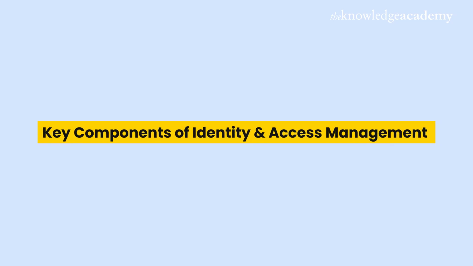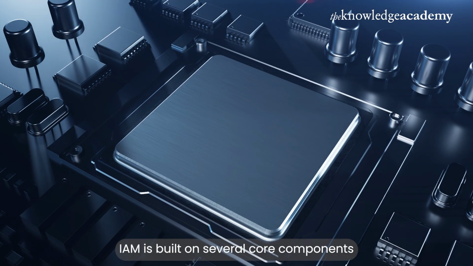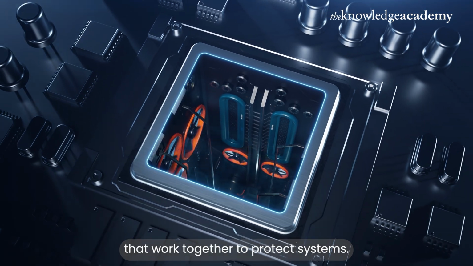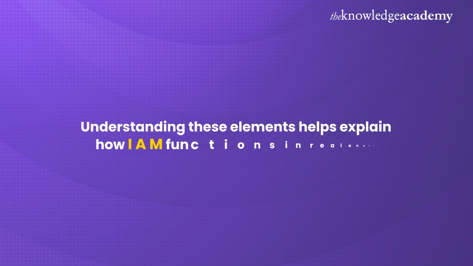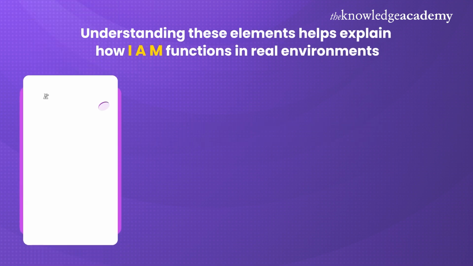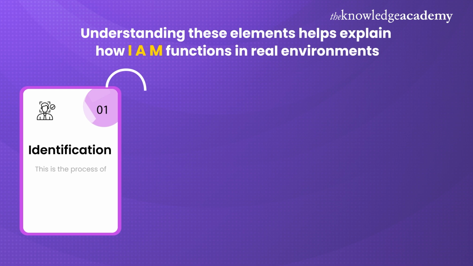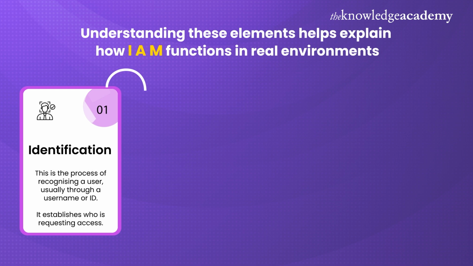Key components of Identity and Access Management, IAM. IAM is built on several core components that work together to protect systems. Understanding these elements helps explain how IAM functions in real environments. 1. Identification. This is the process of recognizing a user, usually through a username or ID. It establishes who is requesting access.